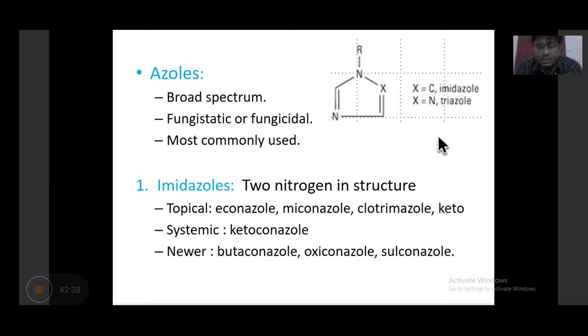So let's take a 5 minute break and we'll start our azoles after that, and we'll try to finish it in the next 40 or 45 minutes. So here it is 3:54 on my clock. We shall start at 4 p.m. sharp. So be there after 5 minutes. Thank you.